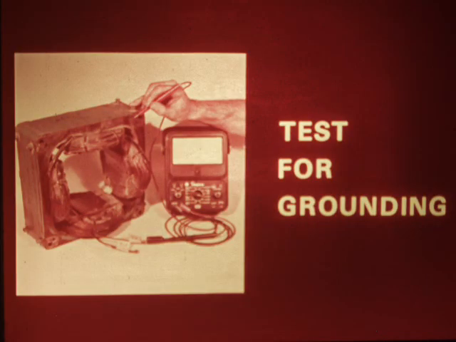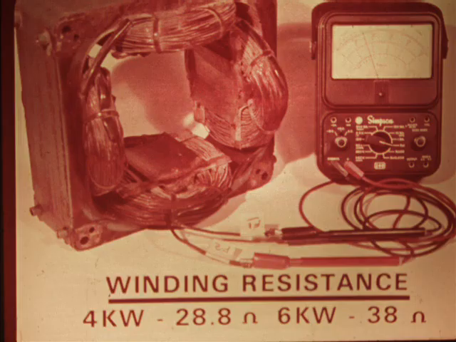Check from each lead to the field case for grounding. There should be infinite resistance, no continuity, or the field must be replaced. To test for open windings, check the resistance between the 2 leads. On the 4,000-watt generator, it should be about 29 ohms. On the 6,000-watt generator, about 38 ohms.